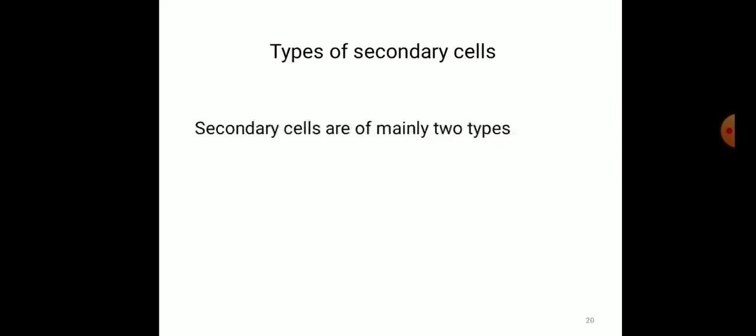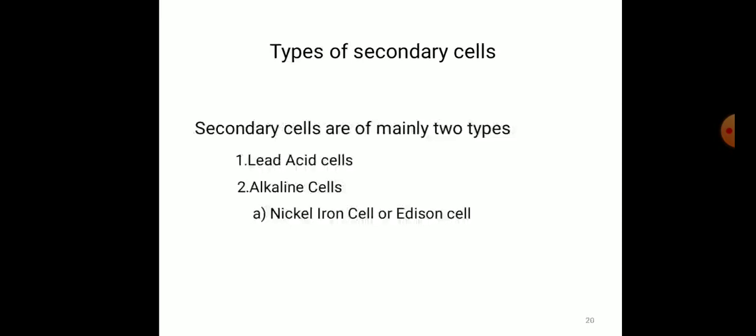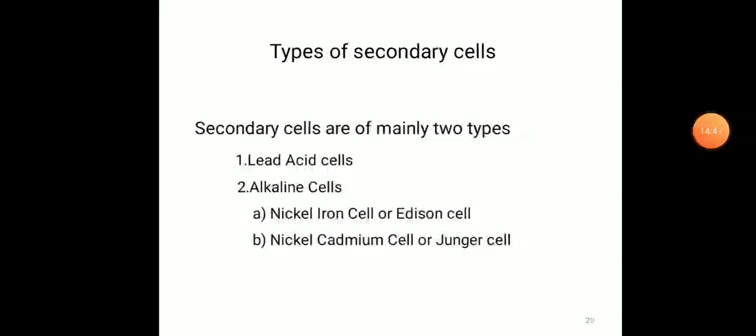So what are the different types of secondary cells? Now we are going to discuss secondary cells. Already you know that secondary cells are those in which the chemical reaction is reversible. Secondary cells are mainly divided into two types. The first one is the lead acid cell. The second one is the alkaline cell.